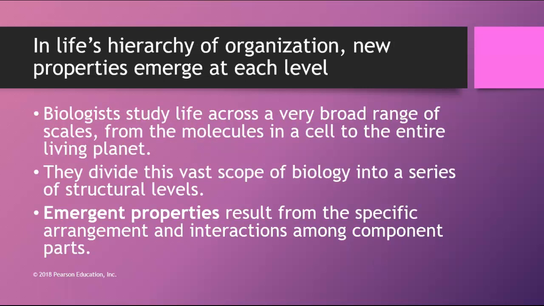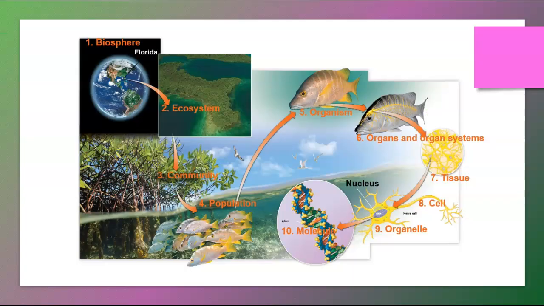In the organization of life, another big thing to realize is that as we move from a more simple level to a more complex level, there are properties that arise from that. Those are called emergent properties. They result from the specific arrangement and interaction of component parts of various living things. When we look at an ecosystem like this, we have the biosphere, which is all of Earth. Within the biosphere, we have multiple ecosystems that include not only the living things that live there, but also the non-living parts like water and the rocks.